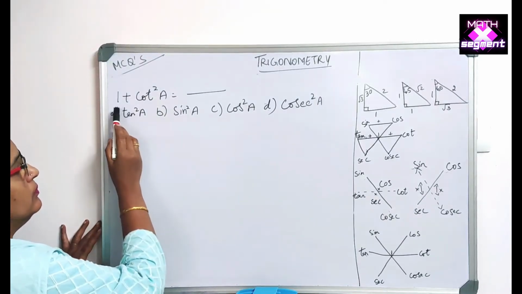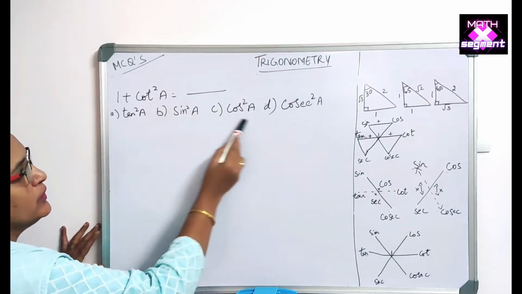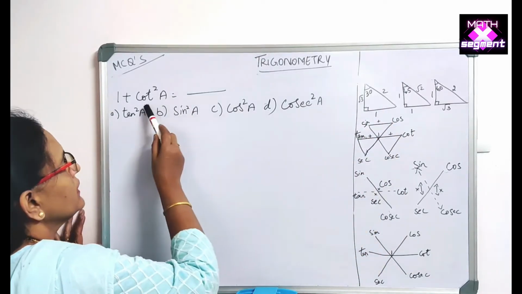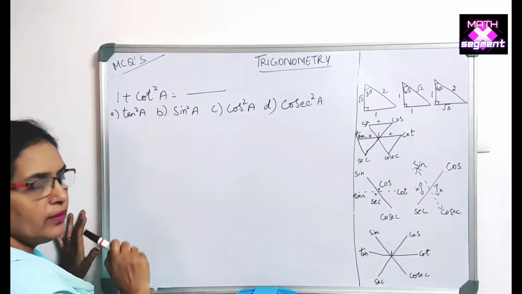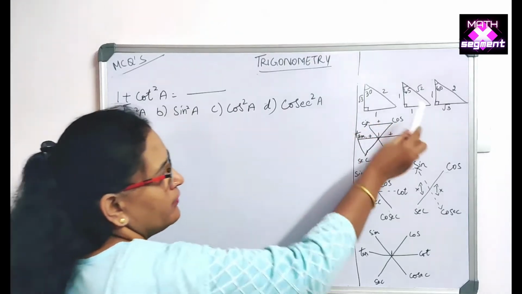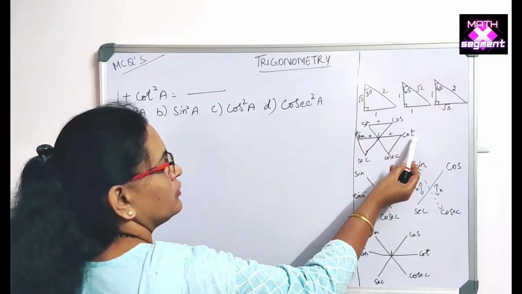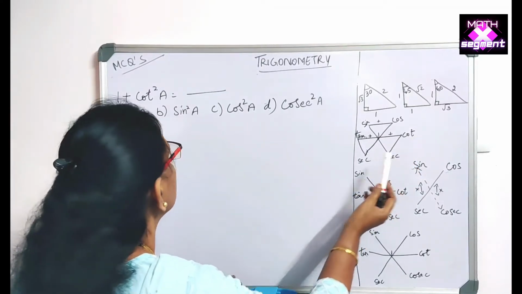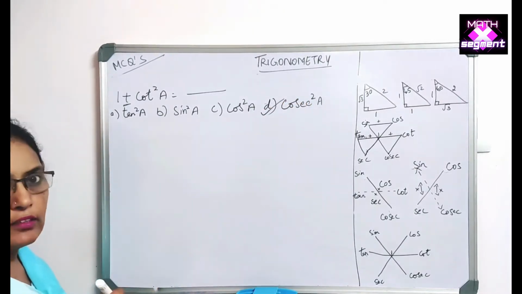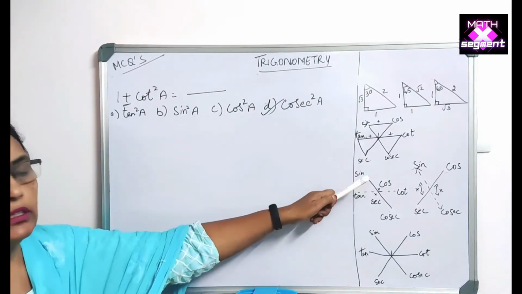Let's solve the next question. 1 plus cot square theta is equal to dash. A is nothing but theta. So they have given you the options. Now you have to identify among all these formulas which formula is suitable for this given sum. Here you can see it is 1 plus. So in so many formulas where I have written plus, I have written here plus. So that means 1 plus cot square theta is nothing but cosecant square theta. It is option D that is the correct answer. So very easy, you can find it out with the help of the figures which I have taught you in the previous video.